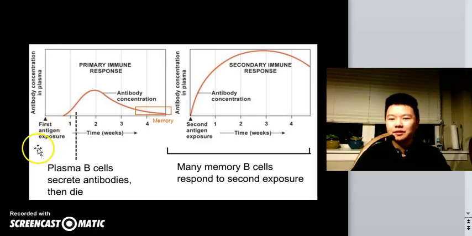Now this is an important one. This diagram, primary versus secondary immune response, is highly likely to come up on an AP exam as far as we know. So this is the one that you should remember.